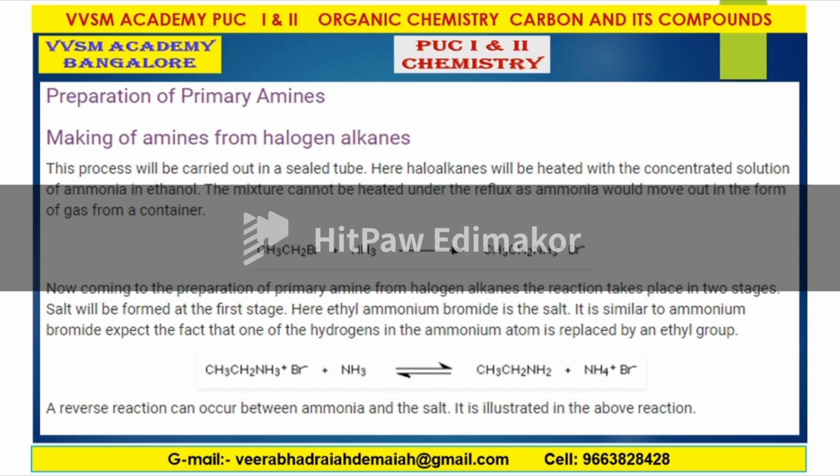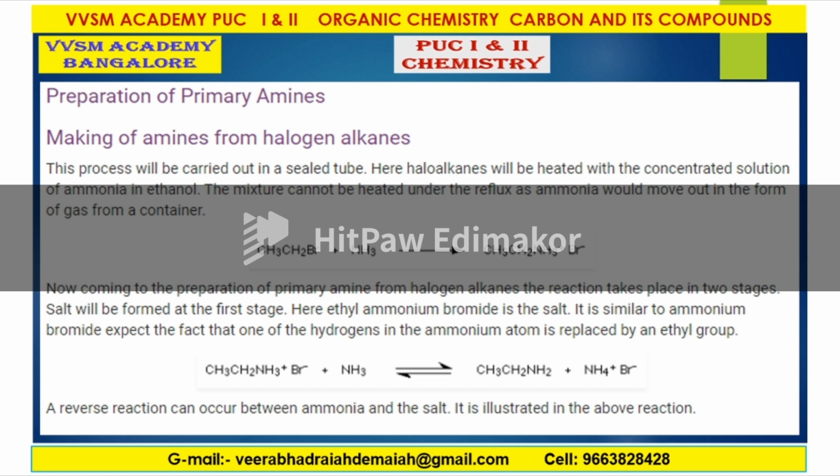In chemistry, whatever compound we are going to study, each and every compound can be studied in terms of preparation, properties, uses, structures, etc. Preparation of primary amines: making amines from halogenoalkanes. Halogenoalkanes means alkanes derived from halogen. What is halogen? In Greek terminology, halo means salt, gen means producer. Halogen means salt producer.